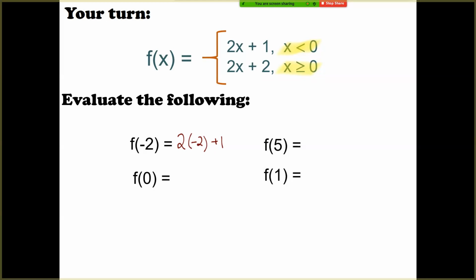So for the first one, f of -2 falls under x is less than 0. So I'm going to take -2 times 2 plus 1, which gives me an answer of -3. If I plug in f of 5, 5 is greater than or equal to 0, so I'm going to the bottom equation. So 2 times 5 plus 2, which is 12.